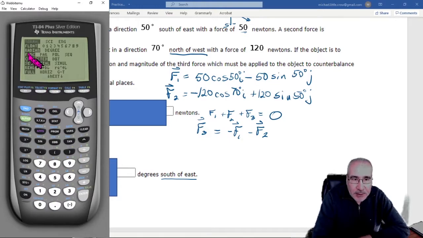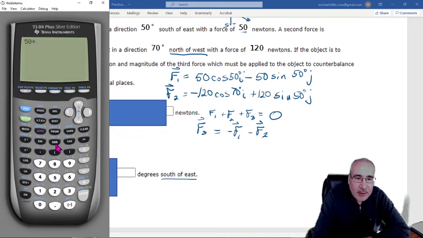Again, we want to come here to mode, just make sure you're in degree. Mine keeps going back to radians. Usually on a handheld, once you get it into degree, it'll stay in degree. But make sure you're in degree mode if you're working with degrees, which we are. And so we're going to take 50 cosine of 50. 50 times cosine of 50.